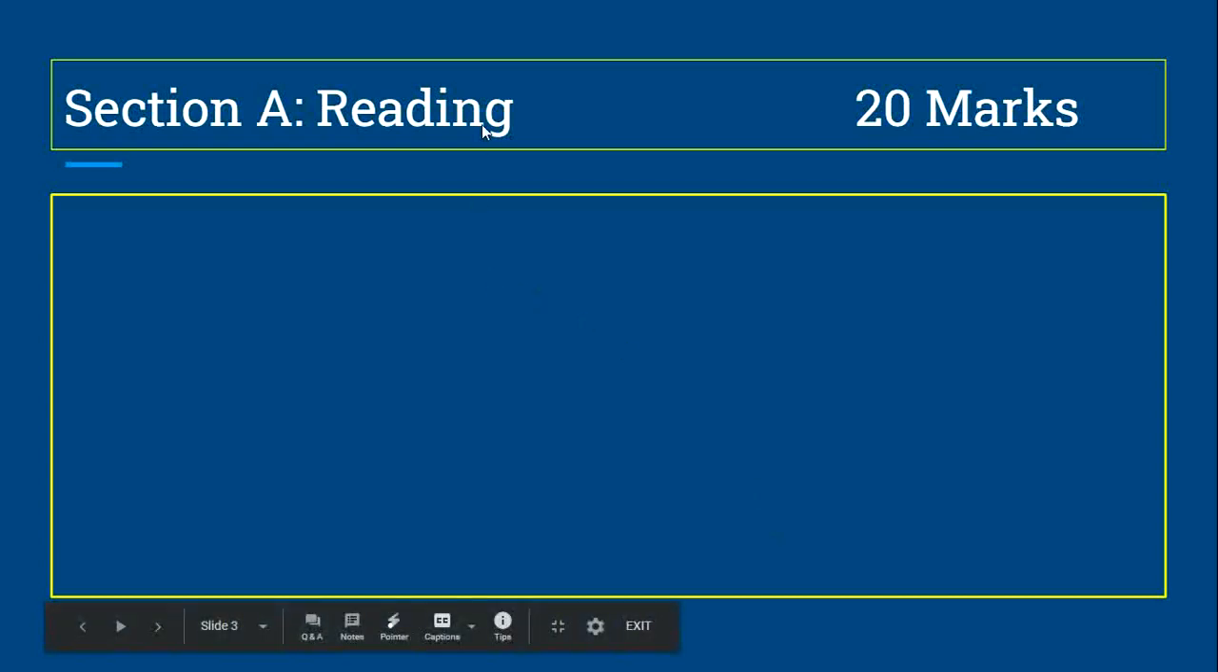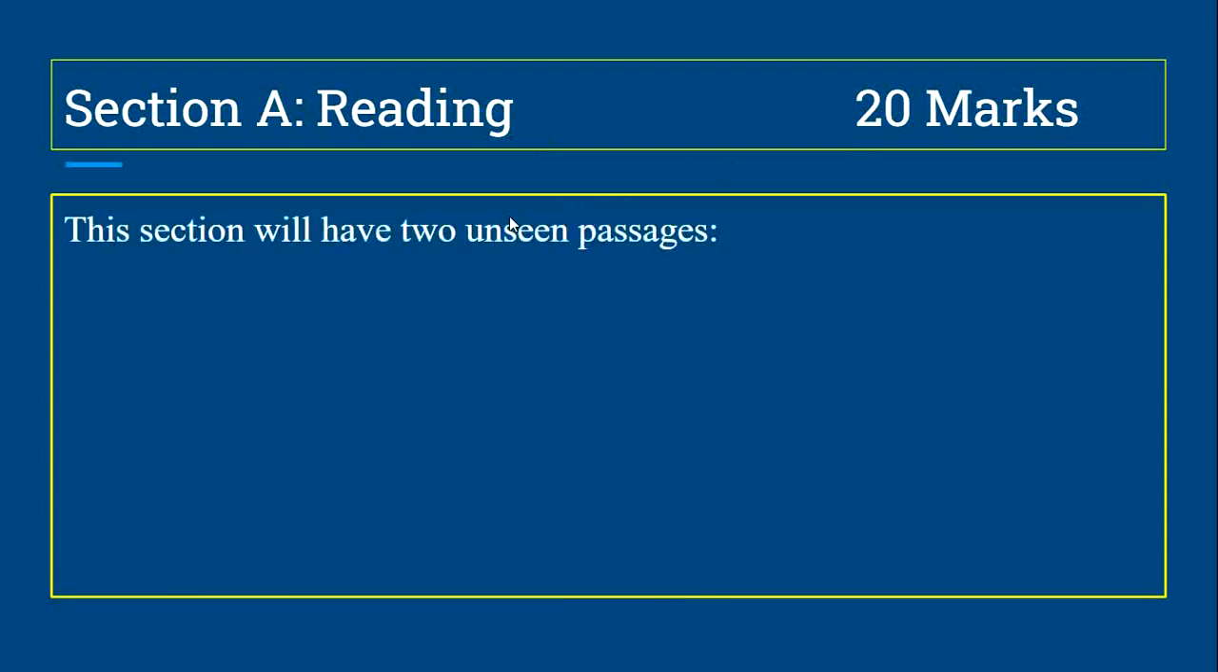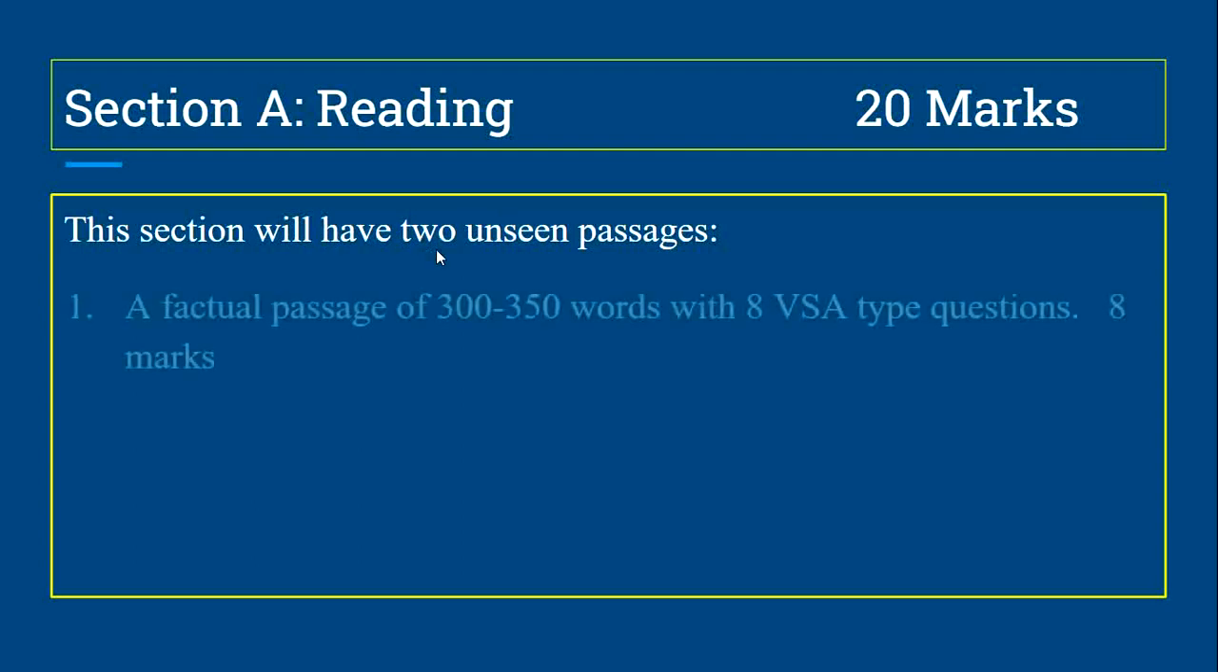So first, section A is about reading and 20 marks is allotted. Have a look at how this 20 marks is distributed. This section will have 2 unseen passages. The first passage will be a factual passage of 300 to 350 words, and there will be a total of 8 very short answer type questions. Each question will be carrying 1 mark, so total 8 marks.